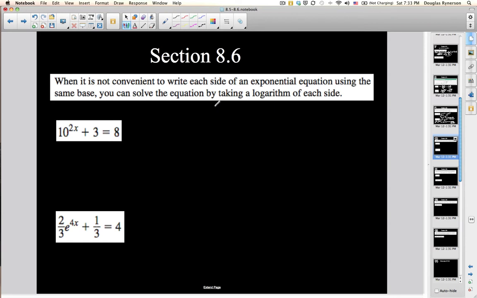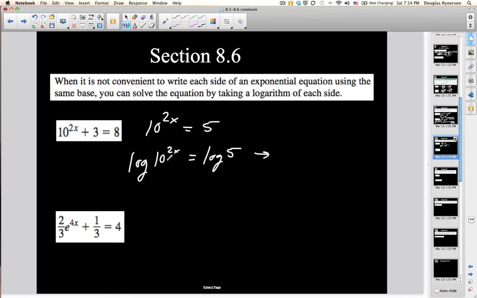Okay, sometimes that doesn't work, and we can take a logarithm of either side. This really pertains to when I have a variable as an exponent, but it's only going to be on one part of my equation. So if I subtract 3, I'll have 10 to the 2x is equal to 8 minus 3, which is 5. So I could take a logarithm of either side of this equation, logarithm base 10, that's a common logarithm. So I'll have log of 10 to the 2x is equal to log of 5.